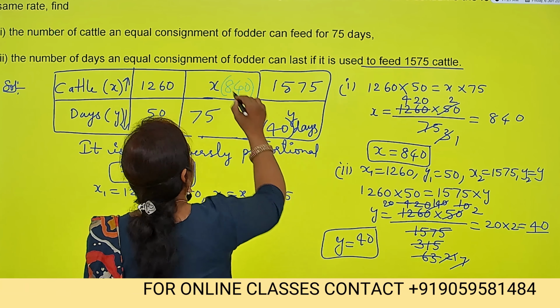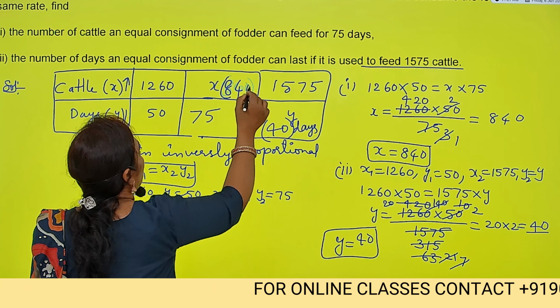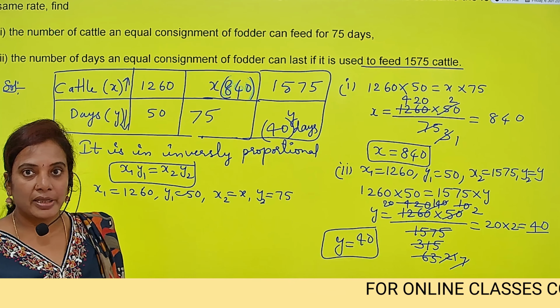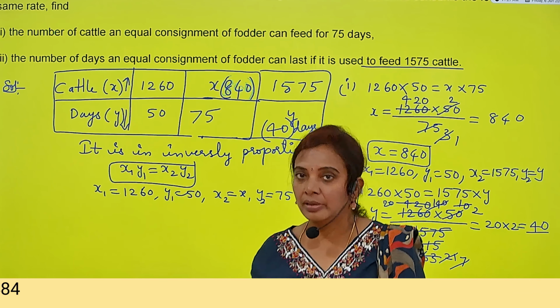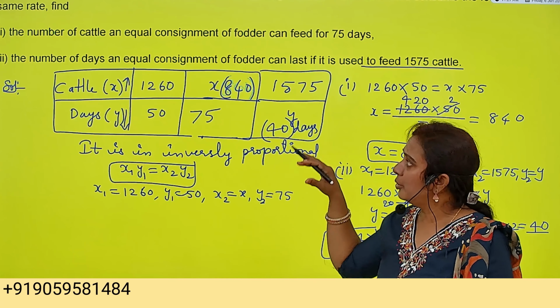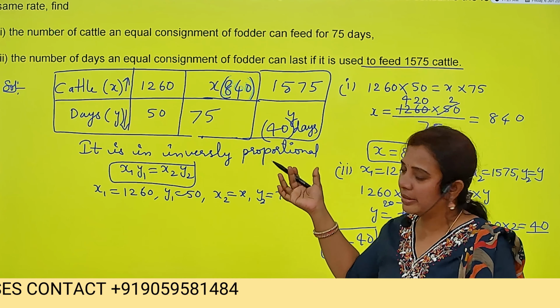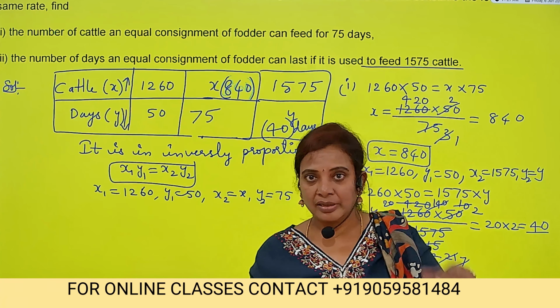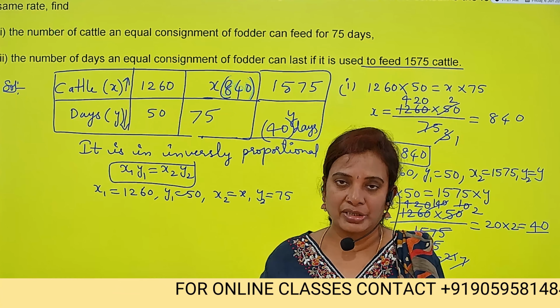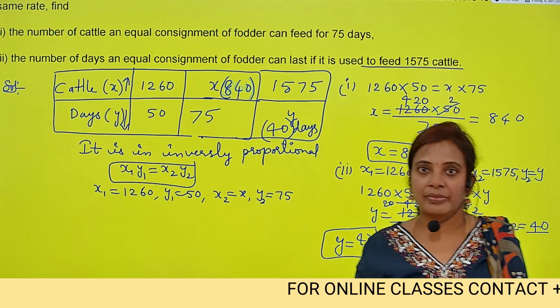Okay, this is the 840. This is the way to solve inverse proportion problems, of any two relations, either cattle and feeding days, or workers and number of days to complete a construction, such problems. Okay, thank you.